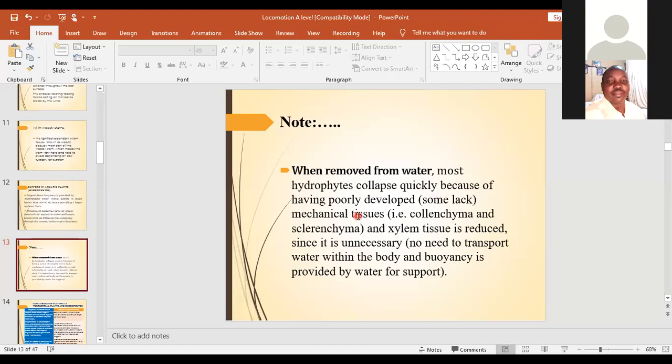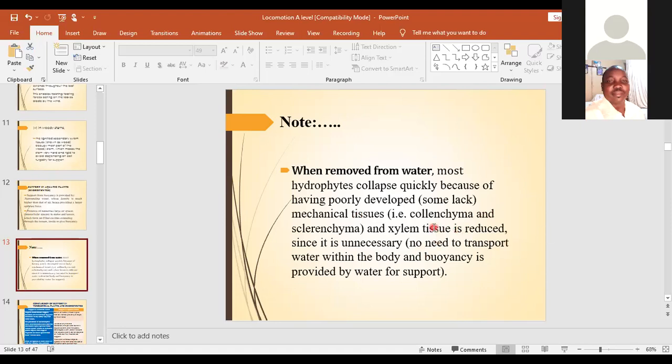Instead, they are replaced by intercellular air spaces that ensure the buoyancy, that ensure that such plants are able to float. For example, water cabbages, you find that they have hollow rods in their stems that are air-filled and make them much lighter so that they can float on top of the water.